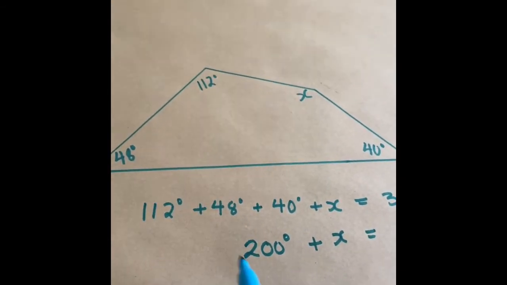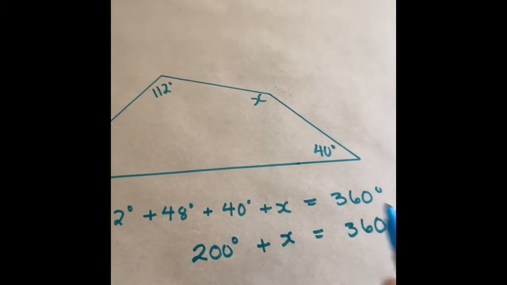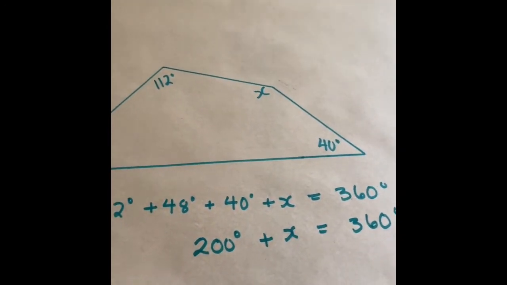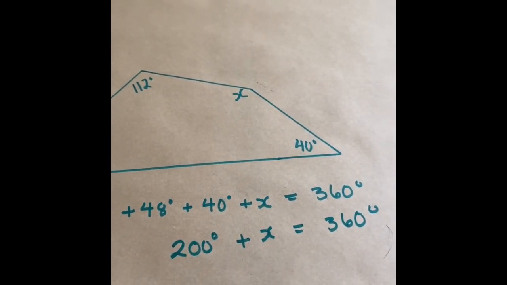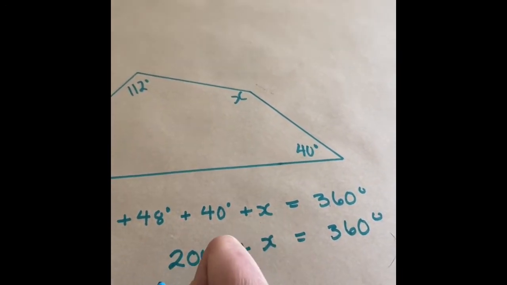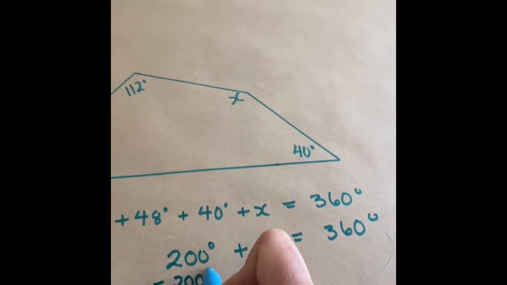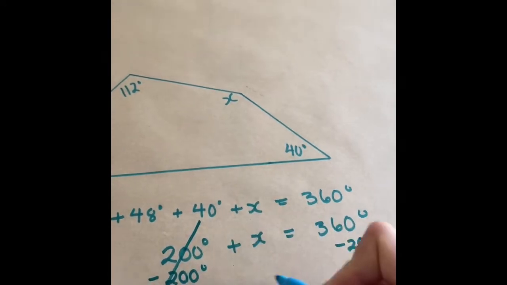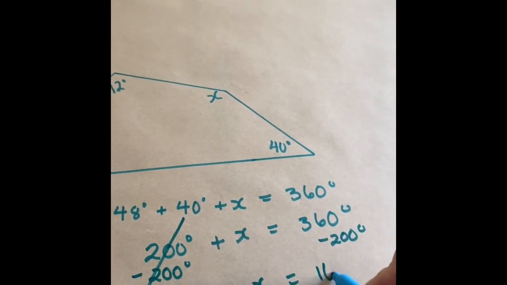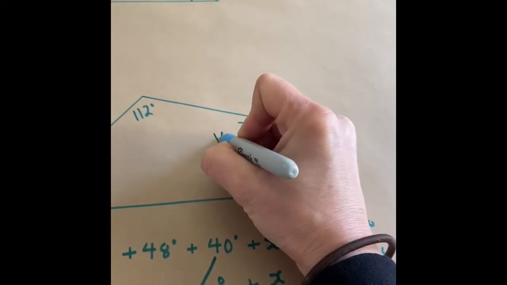We need to think, 200 degrees plus what else is going to add to 360. Some of us just know, obviously, it must be 160. But we can also do some algebra. We're going to balance the equation to get the x all alone. These cancel out. My x is going to be equal to 160 degrees.